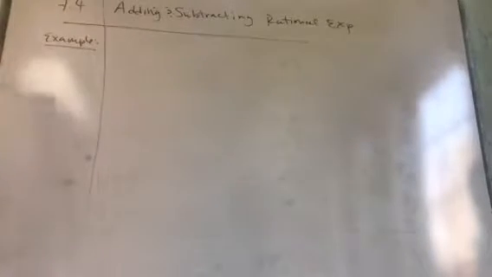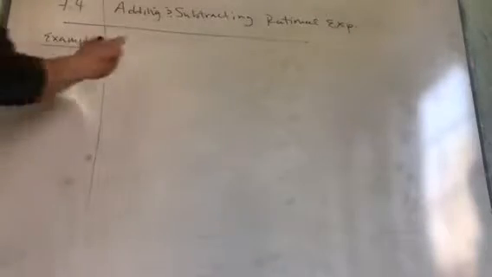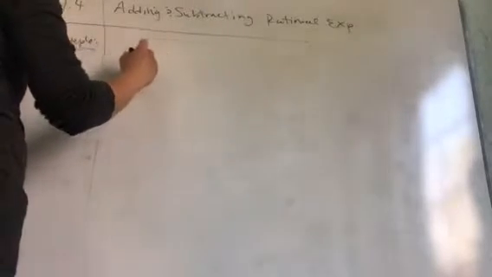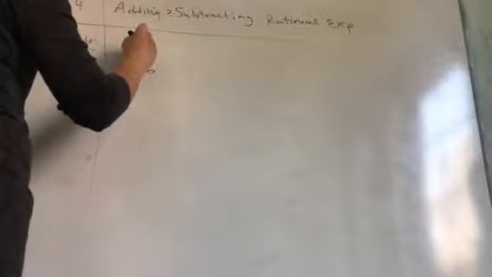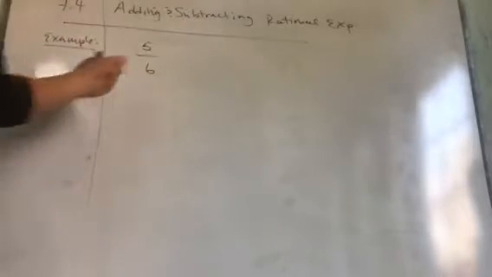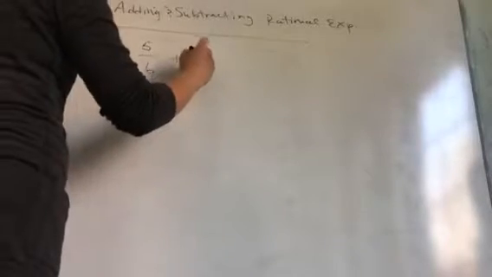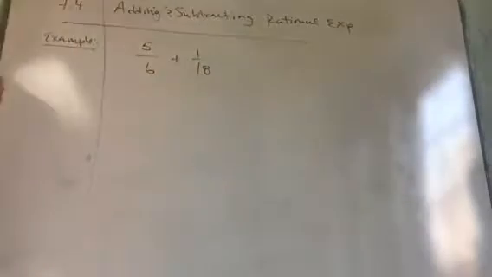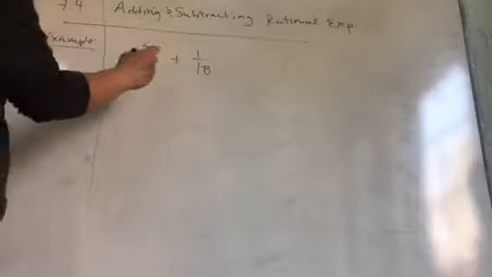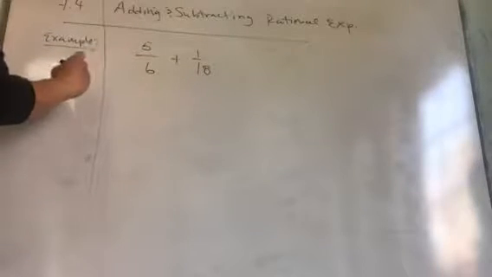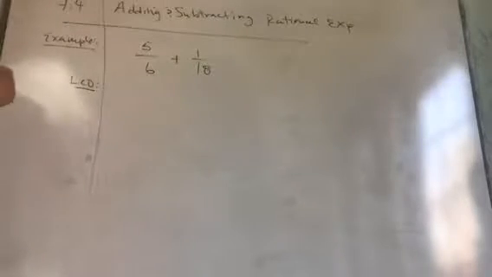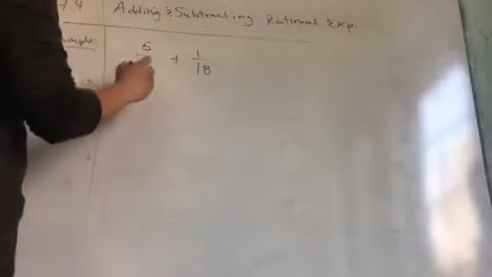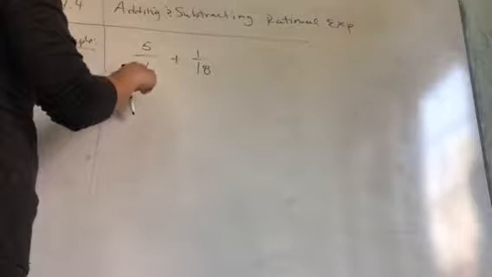So again, let's start out with a very basic thing, something maybe that you recall from elementary school. Let's say we have 5/6, something that we can't reduce, and we have to add it to 1/18, okay? Well, the first thing that we have to do is figure out what the LCD is, the least common denominator.